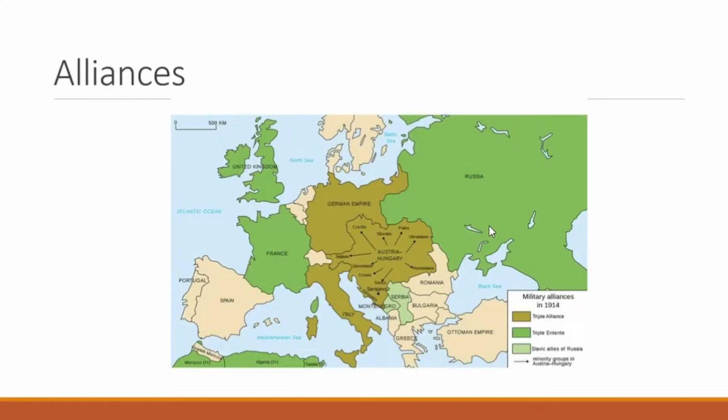The first and probably the most major cause of World War I was the web of alliances in Europe right before the war began. As you can see on your screen, there were three main power blocks: the Triple Entente between the United Kingdom, France, and Russia, the Triple Alliance of Germany, Austria-Hungary, and Italy, and then there were some Slavic allies of Russia in the Balkans.